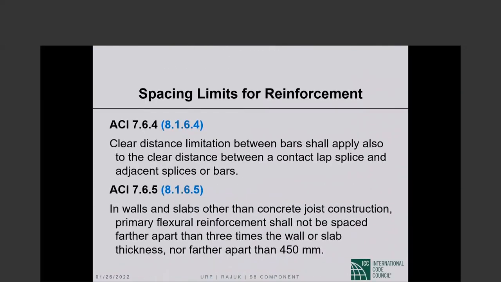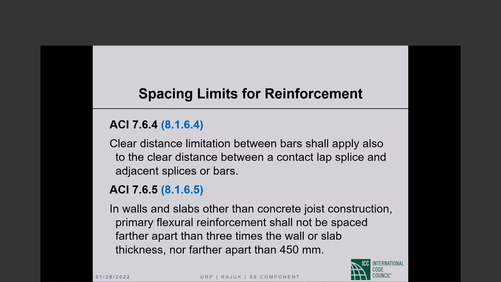Clear distance limitation between bars shall apply also to the clear distance between a contact lap splice and adjacent splices or bars. This is important. So the clear spacing, if you have spliced bars, the clear spacing will apply to the outside bars in the splice. I don't know how else to say it. So the clear distance will have to be maintained even at the locations of the splices. That's pretty much what we are saying.